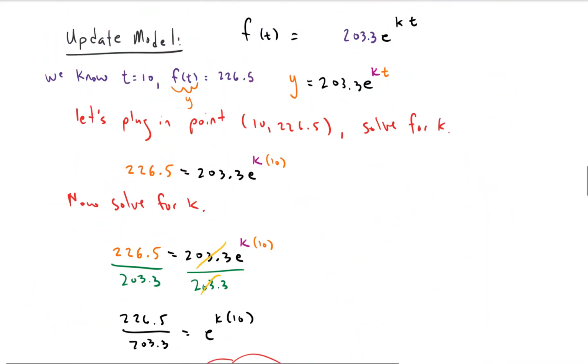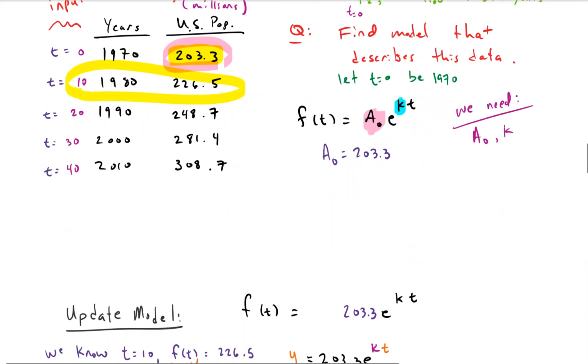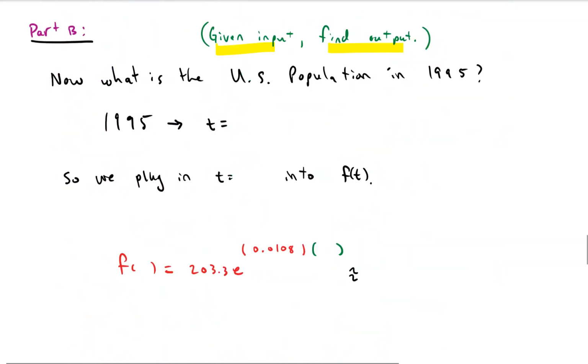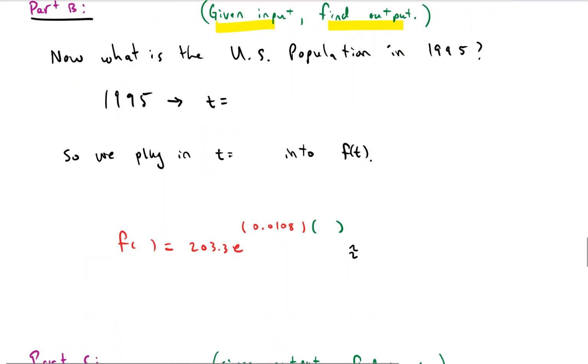If we scroll up to where our t's were, 1990 was 20, 2000 was 30, so 1995 would be 25. So t is 25, so all we do is plug in t equals 25 into our function. And that's what we're going to do. 25, and there's our function, and I'm going to put 25 right here.